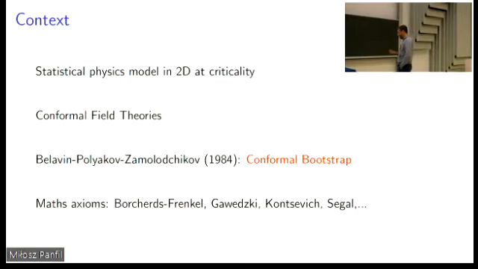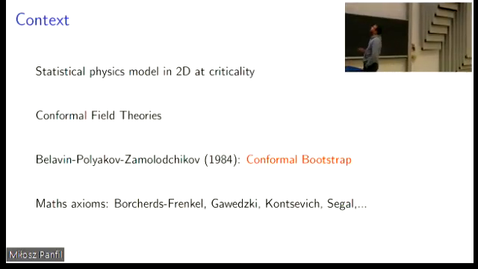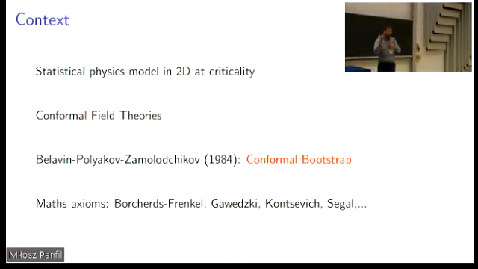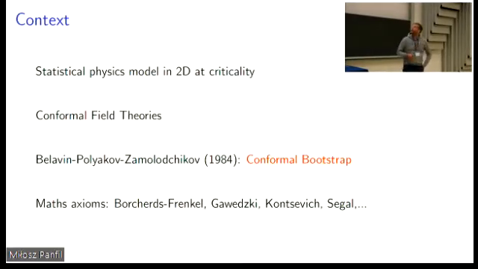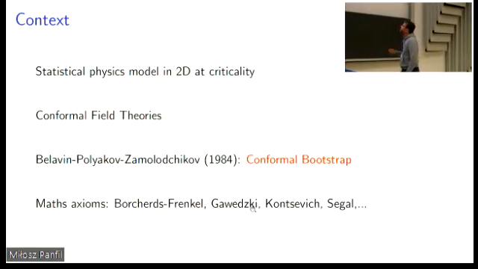So first, let me give you a bit of context. On one side, you have statistical physics, say in 2 dimensions at criticality, which can be described by using probability theory. So on one side, you have statistical physics and probability theory, and on the other side, you have conformal field theories.